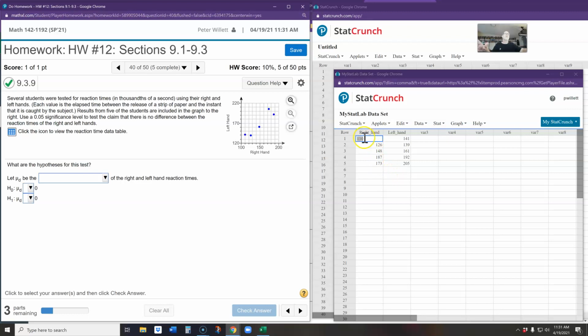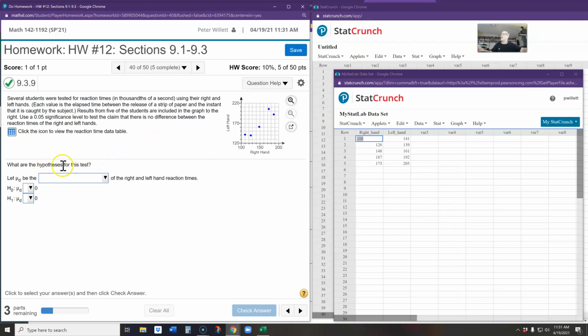But if they're paired together, then each row would represent the pair of values that were paired together from the two different groups, in this case, right-hand values and left-hand values. And so we need to know from the problem if it's paired together or not, and then we need to tell StatCrunch whether they're paired together or not. So how does this work?